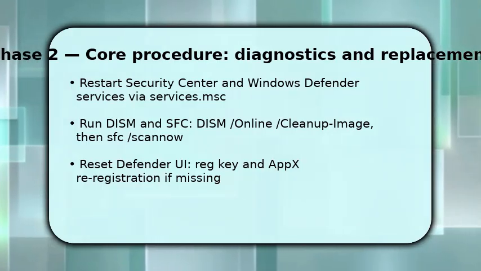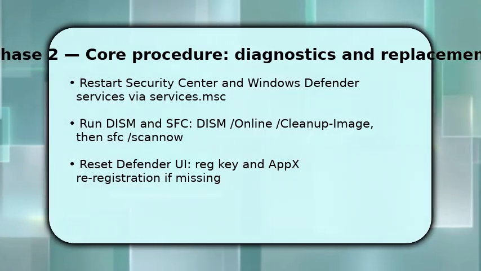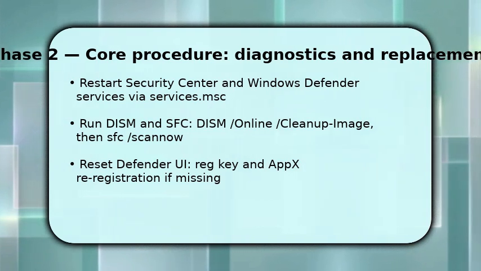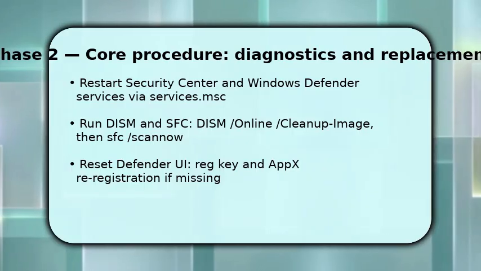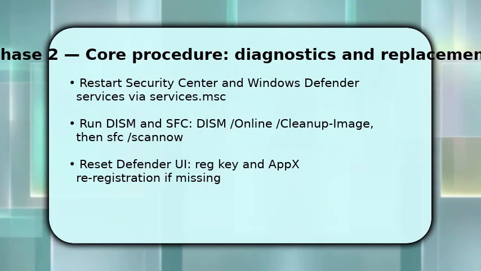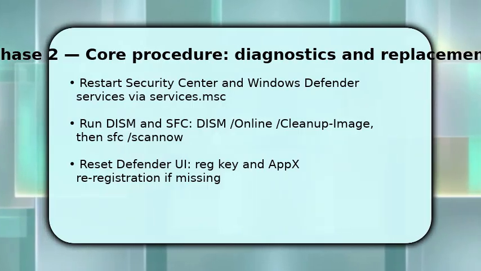After that, re-register the Windows Security app using PowerShell AppX reinstallation commands and check the registry Defender keys. Adjust missing values carefully. Once completed, reboot and reopen the Defender console to verify progress.